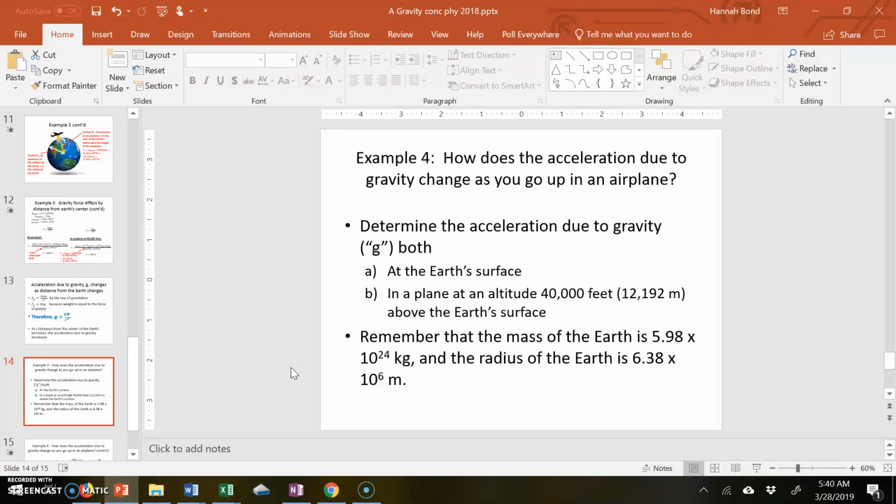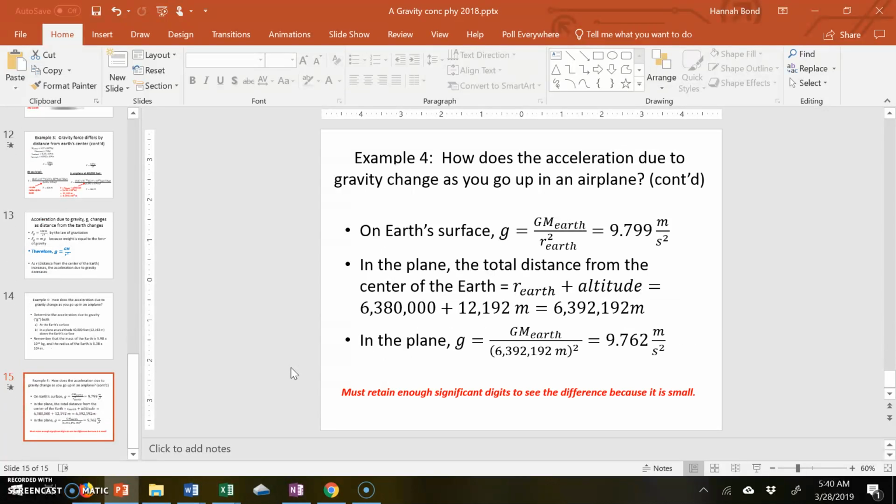So let's go back to the same example of the person initially on the surface of the Earth and then up at the height of an airplane. And we're going to compare the acceleration due to gravity in both of those cases. So on the Earth's surface, if we calculated the acceleration due to gravity, we get 9.799. That's why our commonly accepted value of free fall acceleration is 9.8 meters per second squared. But if we change the r, the distance between the center of the Earth and the person, it gets bigger when the person is in the airplane. So g would only be 9.762. It's smaller. And you do need to keep enough significant digits to really see the difference, because that's still a small difference. But the point is that g does decrease as r increases.